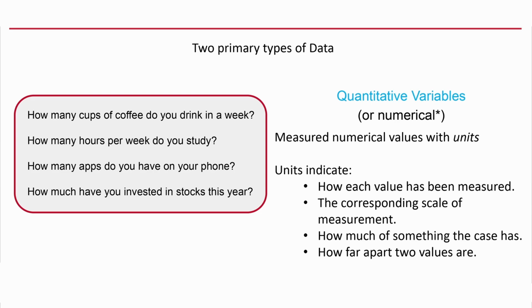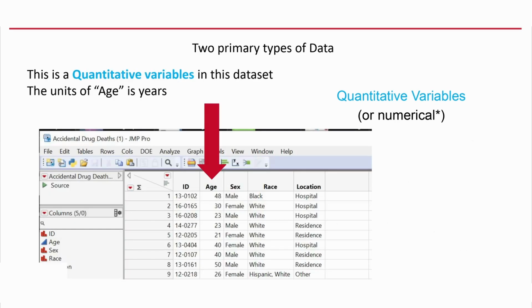How many cups of coffee do you drink in a week? How many hours per week do you study? How many apps do you have on your phone? And how much have you invested in stocks this year? So in that same data set I just showed you, the accidental drug deaths, the variable age here is quantitative because it was measured in years, which is numerical. So 48, 30, 23, 23, 21. Yes, they are numbers, but they have a unit, and the unit is years. Both of those things are prerequisites for being quantitative data or having a quantitative variable.